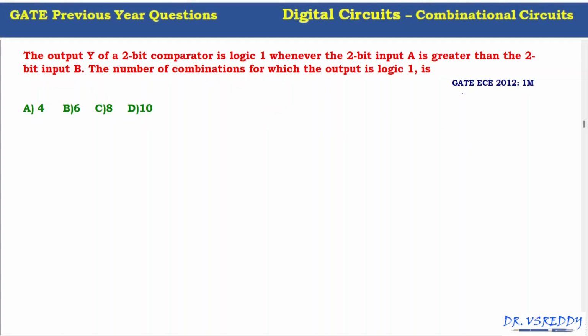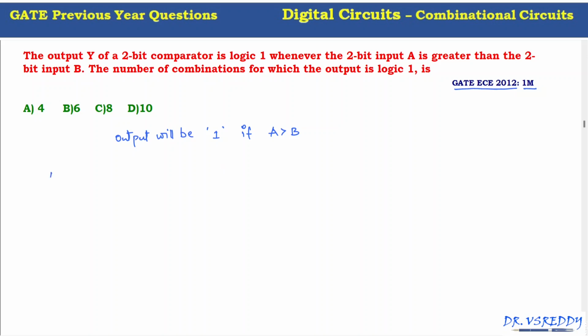This question was asked in GATE ECE 2012, a 1 mark MCQ. The output Y of a 2-bit comparator is a logic 1 whenever the 2-bit input A is greater than the 2-bit input B. The number of combinations for which the output is logic 1 is? So the output will be 1 only if A is greater than B.